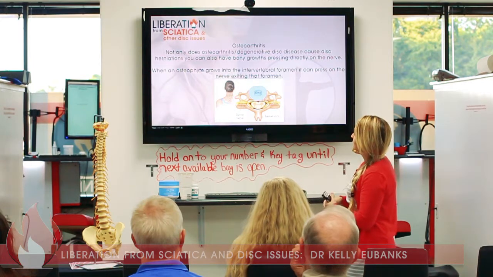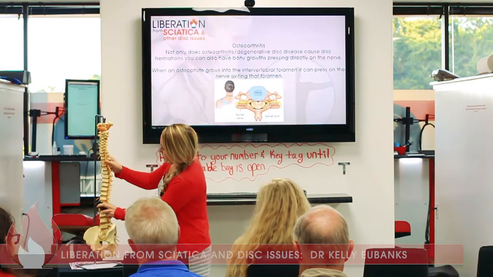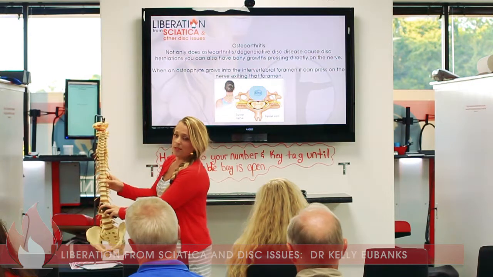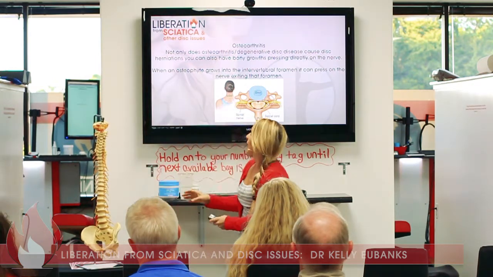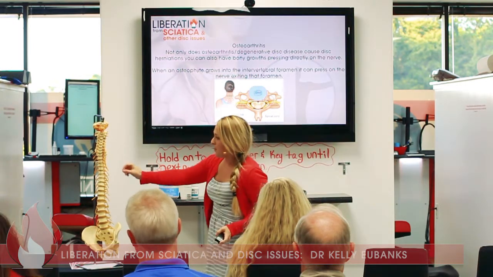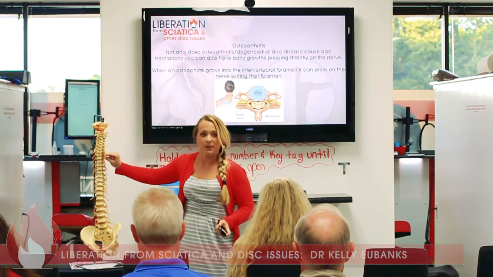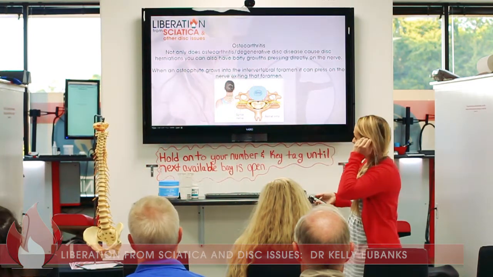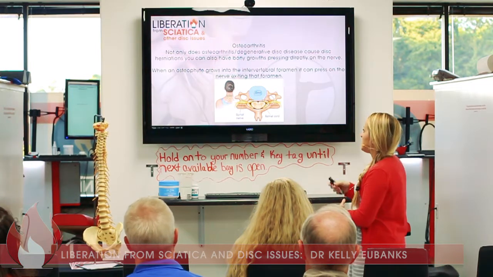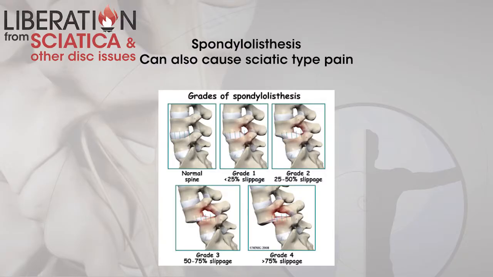When an osteophyte grows into the intervertebral foramen, so if you look here, every nerve exits a hole, and the hole here is called the intervertebral foramen. If you have severe degeneration in your spine, you can actually have one of those bony growths growing directly into that foramen and pressing right on that nerve. So that can be another cause of sciatic type pain or nerve type pain. And you can see in the pictures, directly pressing on that spinal nerve.